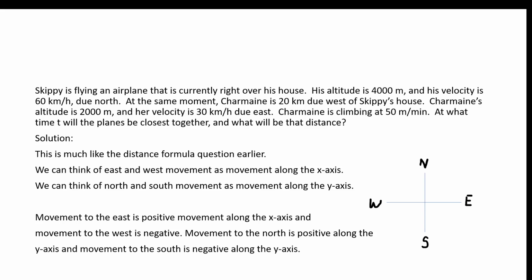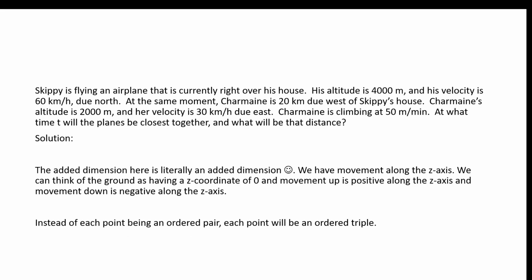We can think of east and west movement as movement along the x-axis. We can think of north and south movement as movement along the y-axis. Movement to the east is positive movement along the x-axis, and movement to the west is negative. Movement to the north is positive along the y-axis, and movement to the south is negative along the y-axis.